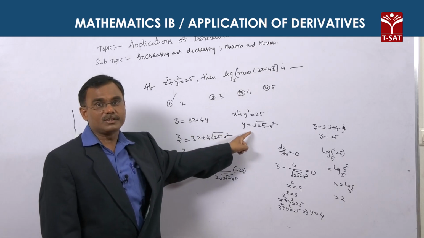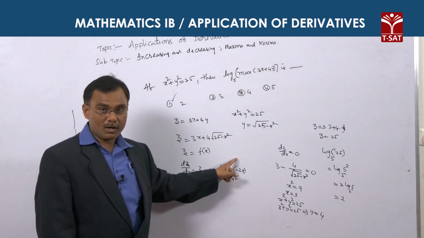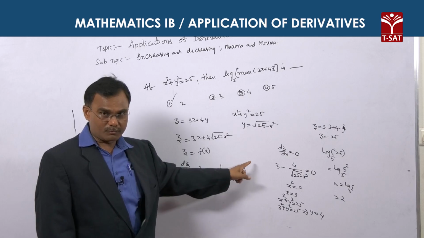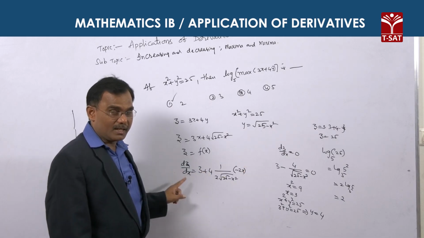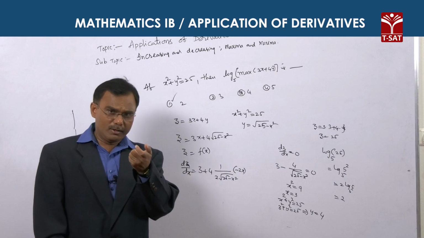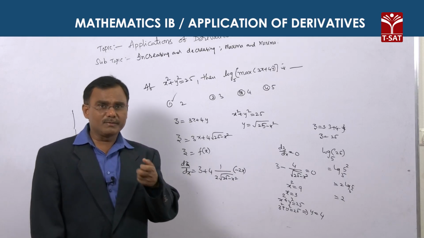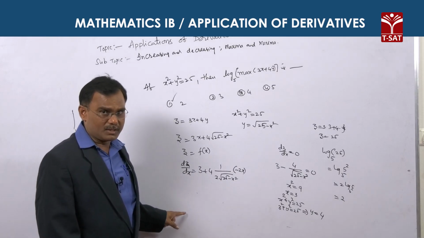Given the x and y relation x square plus y square is equal to 25, y is equal to root of 25 minus x square. Therefore z is a function of x. We find the maximum value of z. For the maximum value of z, first find the differentiation dz by dx.